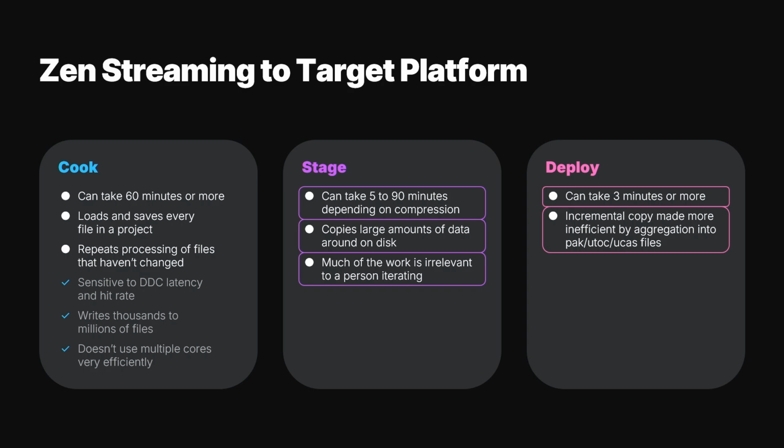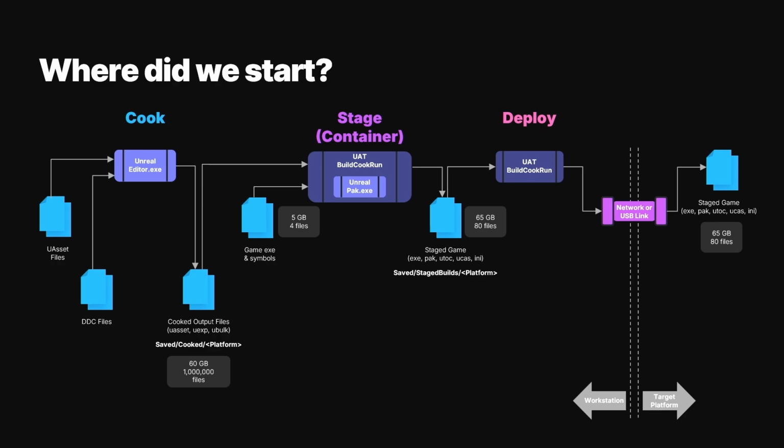Okay, so choosing to make use of Zen streaming on the target platform has addressed a whole bunch of our challenges in the stage and deploy phases of our pipeline. So that's great. I think at this point it's good to just stop and think back to where we started and where we're at. This was the diagram, the illustration of where we started.